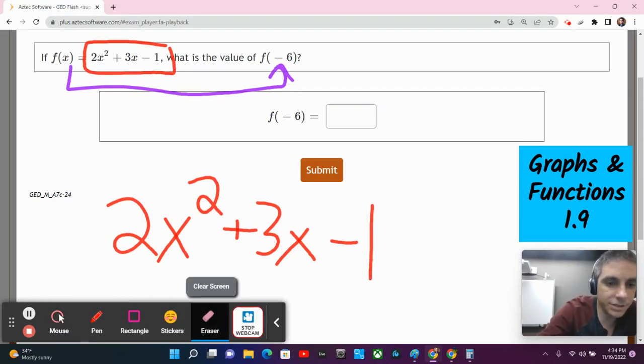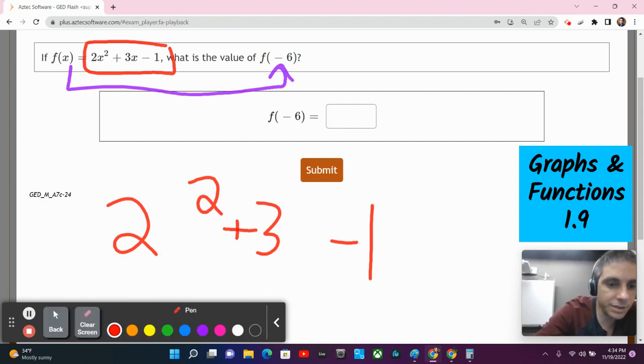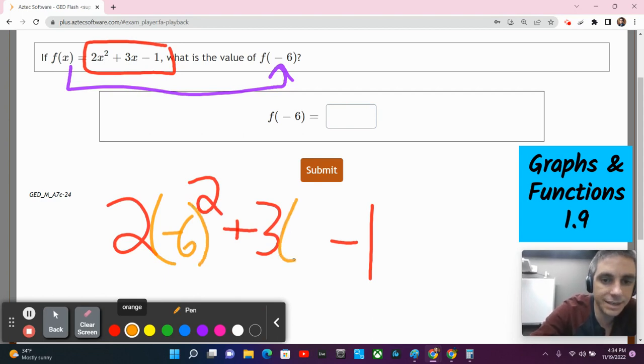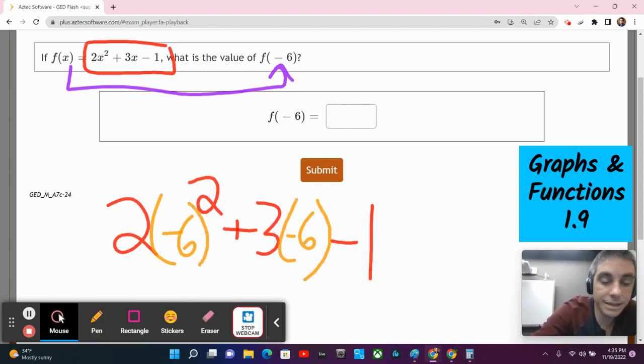So what I'm going to do then is I'm going to just erase the x in red. I'm going to replace it with -6. I'm going to put it in parentheses to indicate that I've replaced it. And then I'm going to start solving.